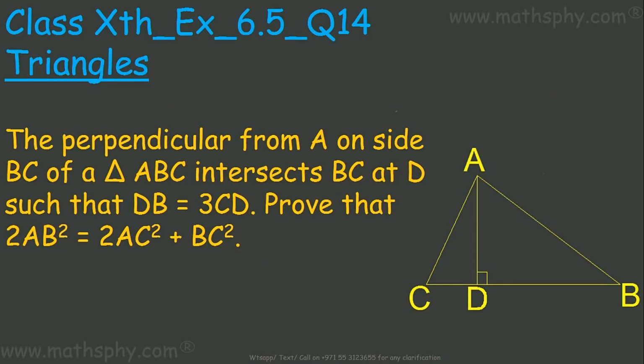Okay, this question here says the perpendicular from A on side BC of triangle ABC. This is triangle ABC and the perpendicular drawn from A to BC intersects BC at point D, meaning AD is perpendicular to BC, and then it says DB is 3 times CD. We have to prove that 2AB square is equal to AC square plus BC square.